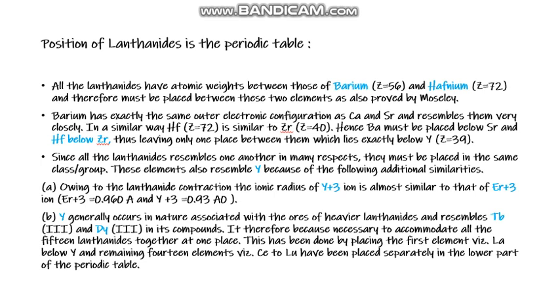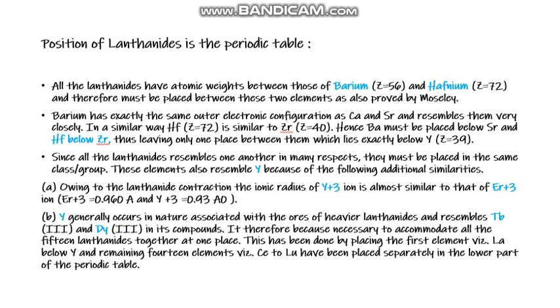Barium has exactly the same outer electronic configuration as calcium and strontium. So barium, calcium and strontium are placed together. Similarly, hafnium and zirconium are placed together in a group. Since all the lanthanides resemble one another in many aspects, they are placed in the same class, same group.